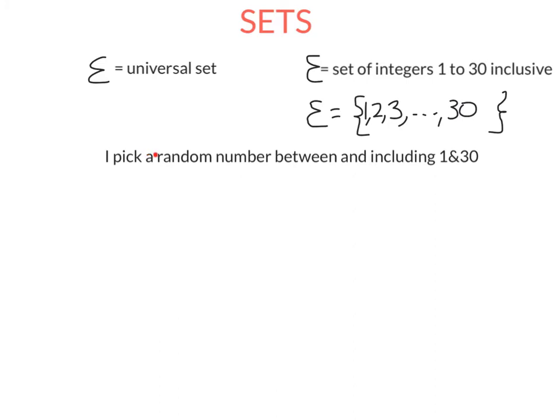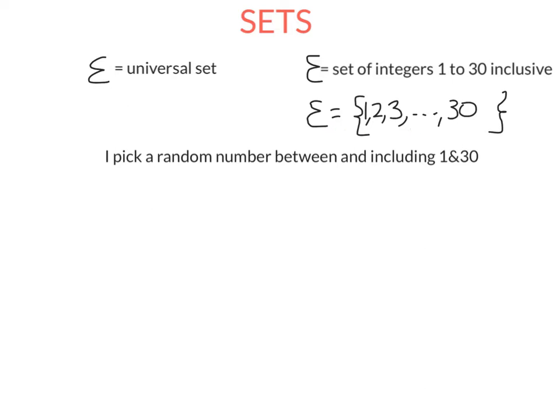So let's say I now pick a random number between and including 1 and 30. Random, straight away you should be thinking, okay, this is something to do with probability. So if I pick a random number between and including 1 and 30, suddenly epsilon becomes a set of events. This is the event that the number I pick is 1. This is the event the number I pick is 2. This is an event, the number I pick is 3, and so on. There are 30 possible events.